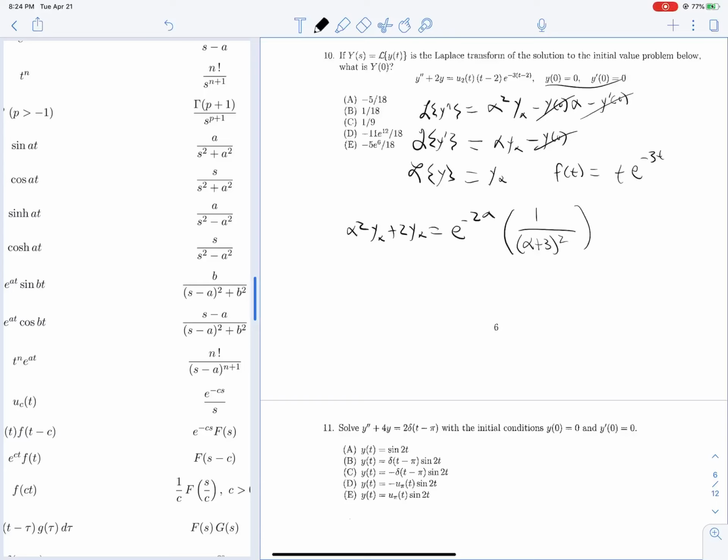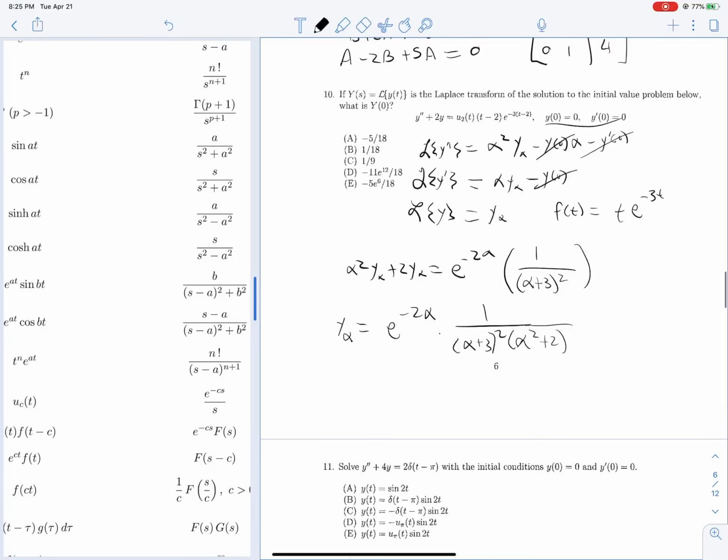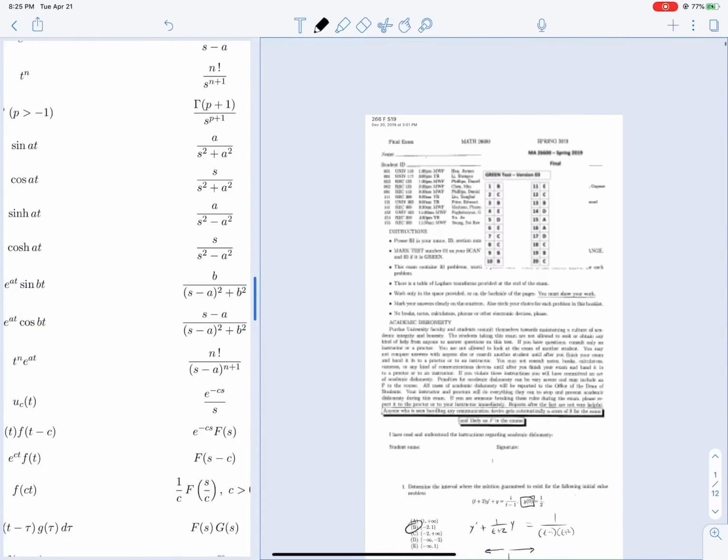So we can factor out an alpha squared plus 2 and divide it, and we'll see that Y of alpha is equal to e to the negative 2 alpha times 1 over alpha plus 3 squared times alpha squared plus 2. Okay, and we're ready to solve because we are finding capital Y at 0. That's what I'm calling Y alpha down here. So plugging in 0, we get 1 over 3 squared, so 9 times 2, 1 over 18. B is our answer for 10.